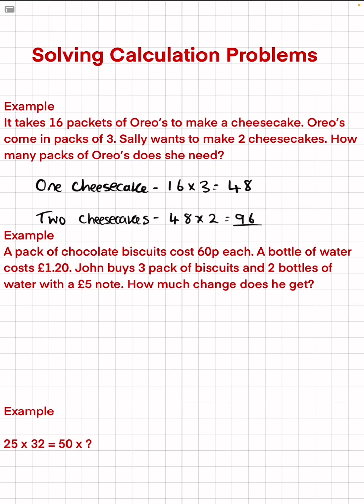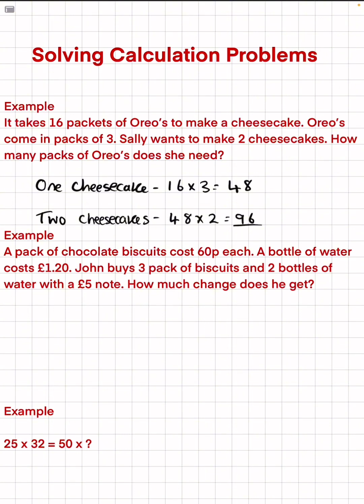In this next example, it says a pack of chocolate biscuits costs 60p each. A bottle of water costs £1.20. John buys 3 packs of biscuits and 2 bottles of water with a £5 note. How much change does he get?